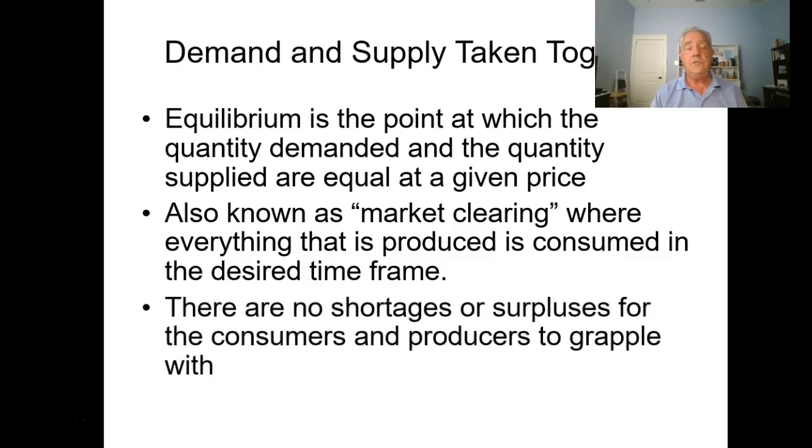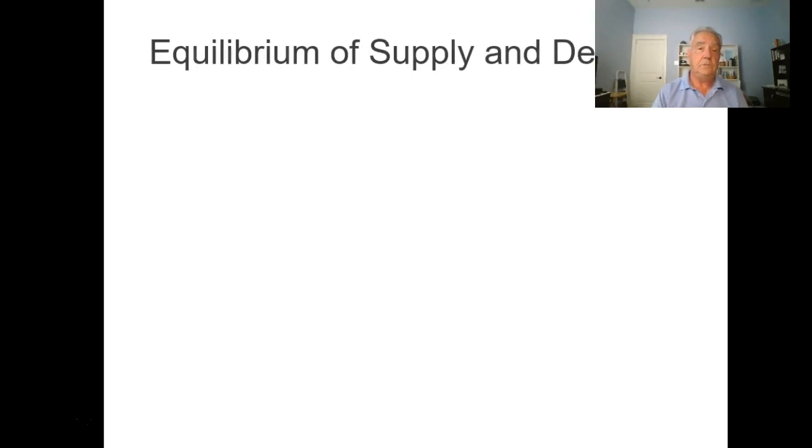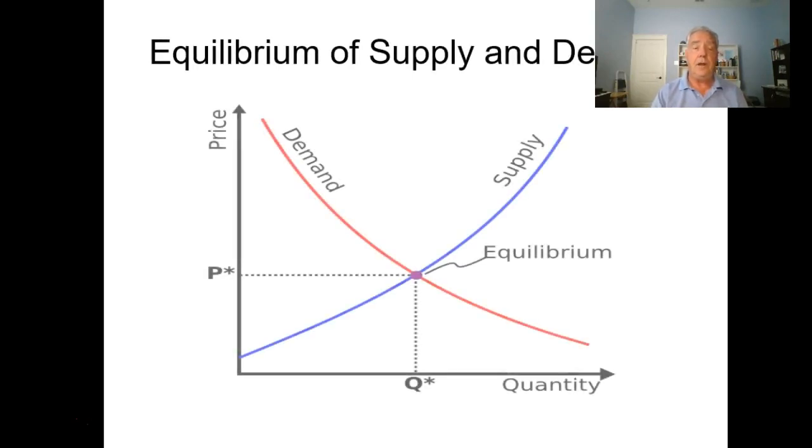So no shortages, no surpluses for consumers and producers to grapple with. Equilibrium of supply and demand. This is what it looks like. In this case, it's always the intersection of the demand and the supply curve. That is the price at which we are happy, and it's the quantity at which the supplier or the producer is happy, and it's called equilibrium.